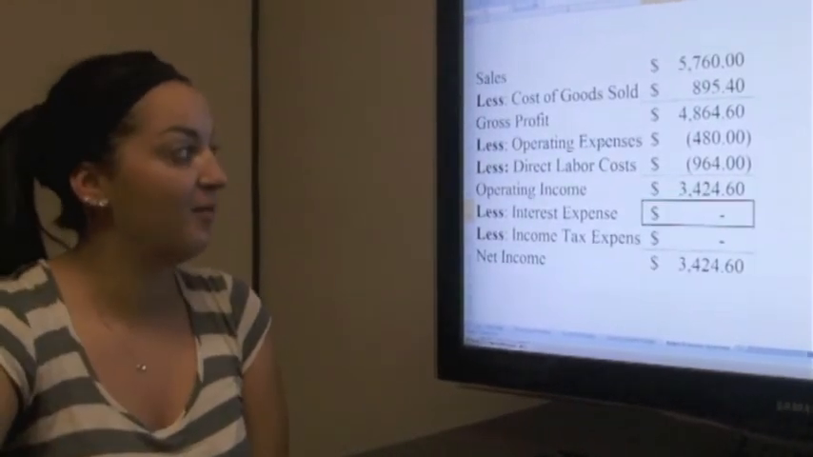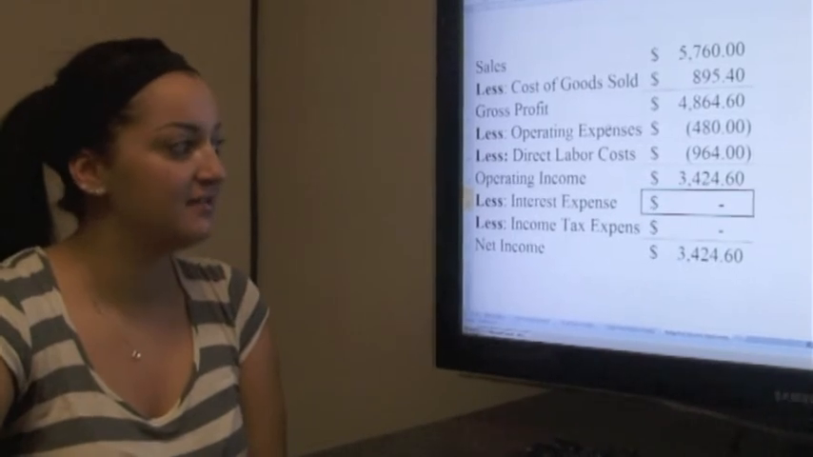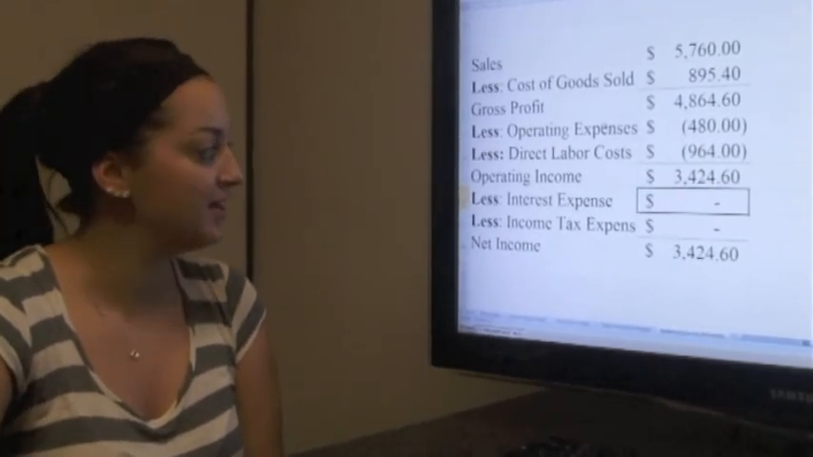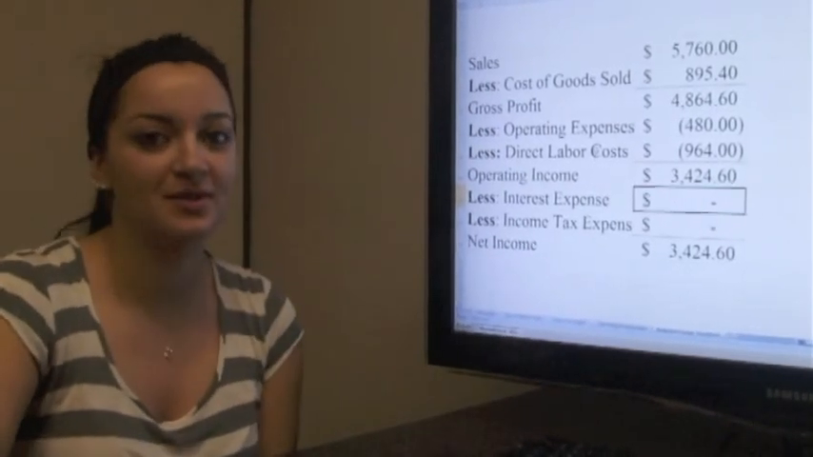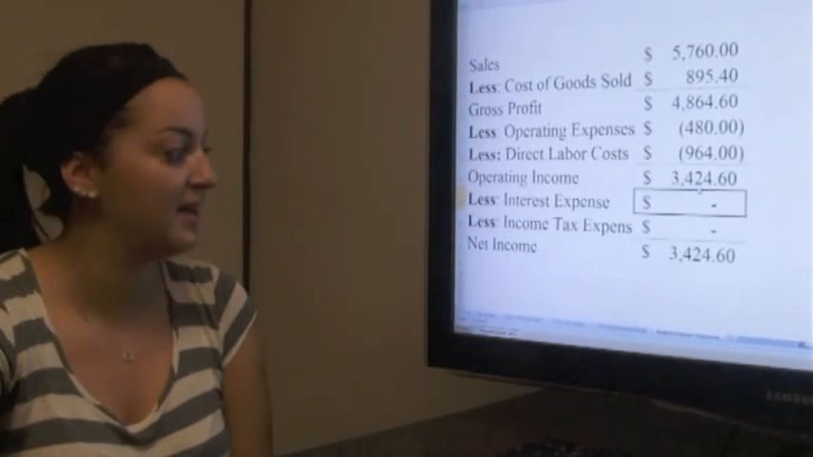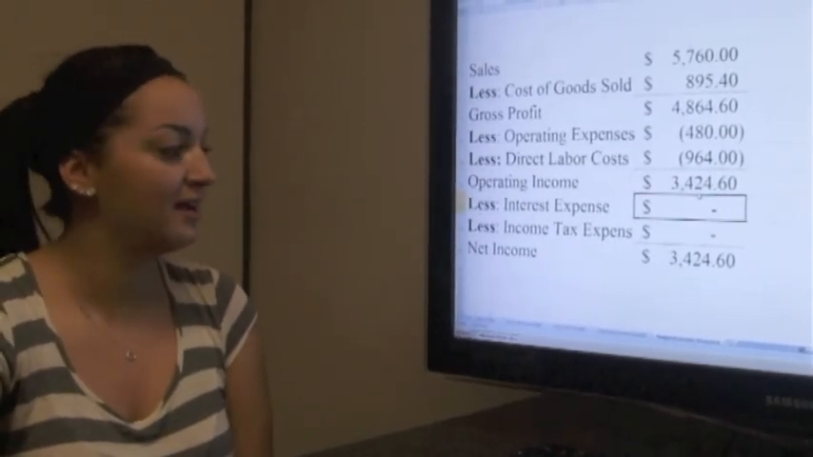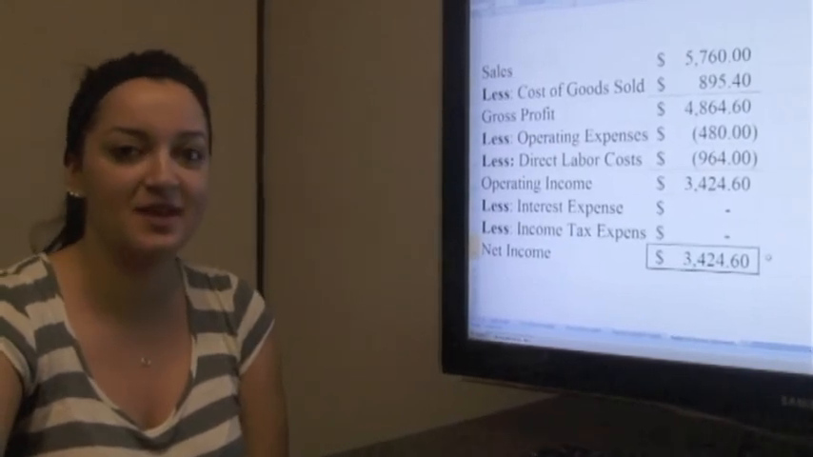Now what we're going to do is subtract operating expenses, which is $480. And we got that from the operating expenses budget, less direct labor costs, which is $964, which we got from the direct labor budget, and gives us a total of operating income of $3,424.60. We don't have any interest expense or any income tax expense, so our net income comes out to be $3,424.60 for the months of May, June, and July.